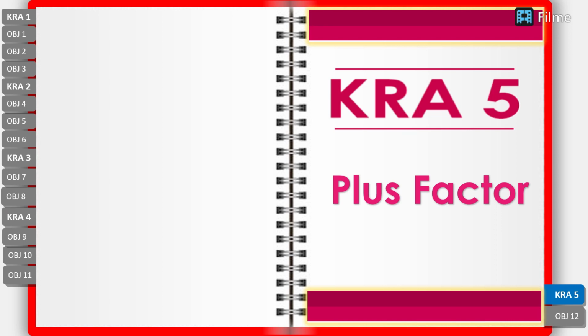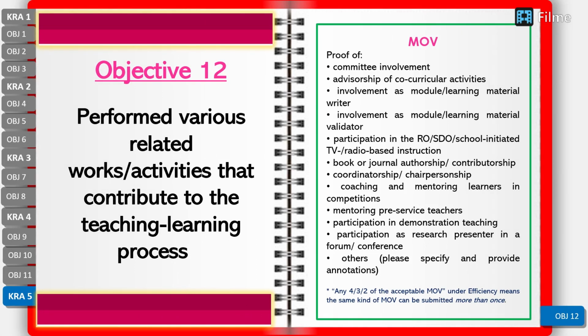KRA 5 plus factor. Objective 12 performed various related works or activities that contribute to the teaching learning process. Again, ang i-rate natin sa objective na ito ay quality and efficiency. Pakitingnan na lamang po ang performance indicator ng objective na ito upang makuha ang rating under quality.